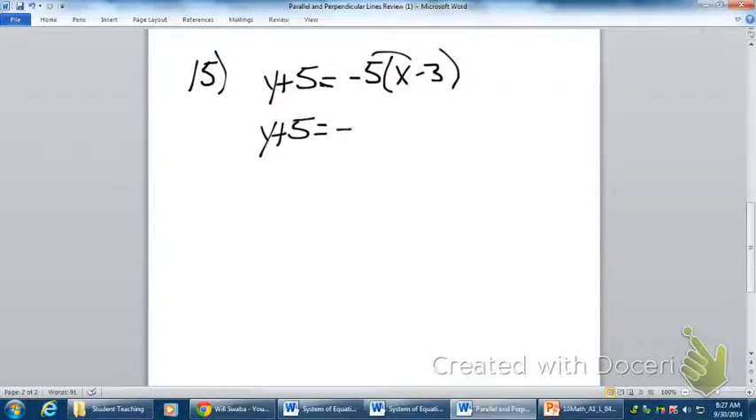So negative 5 times x is giving me negative 5x. Negative 5 times a negative 3 gives me a positive 15. Good job. Andrew, what do I do next?